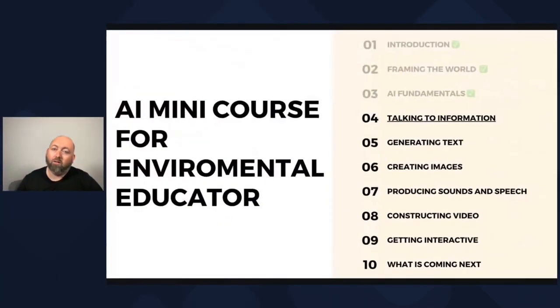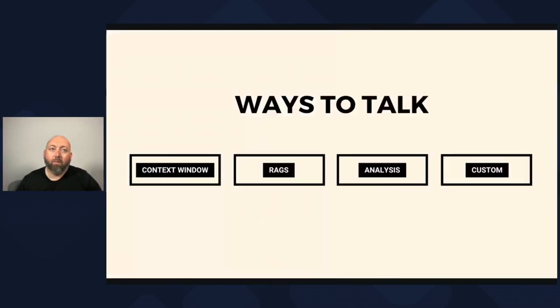Good morning, my name's Lee Mallon, and this is module 4 on the AI for Environmental Educators mini course. In this module, we're going to talk about talking to data and why that's so important, and also how do we even go about it. So let's get started. First of all, I just want to cover a few bits of terminology that will be important. The first is context window, then we'll lead into RAGs, analysis, and custom.